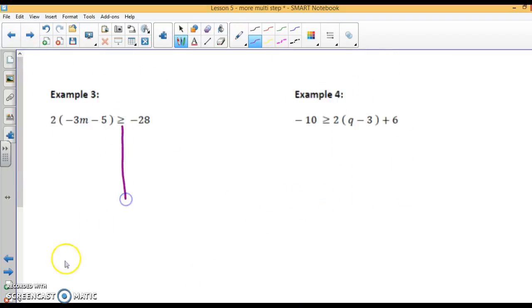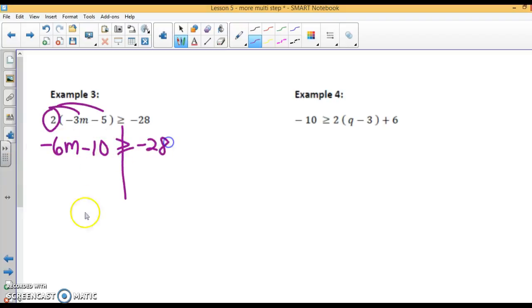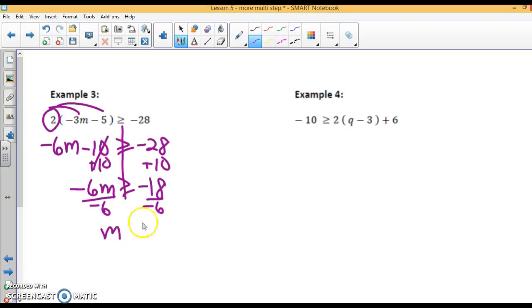All right, here we go. Use distributive property. Remember, we need to simplify both sides first. So I'm going to have negative 6m minus 10 is greater than or equal to negative 28. Add 10 to both sides. Negative 6m is greater than or equal to negative 18. Divide both sides by negative 6. Remember, when you multiply or divide both sides by a negative, you need to switch the inequality, so it becomes less than or equal to 3. Draw your graph. Solid circle because it's equal to, shaded left.